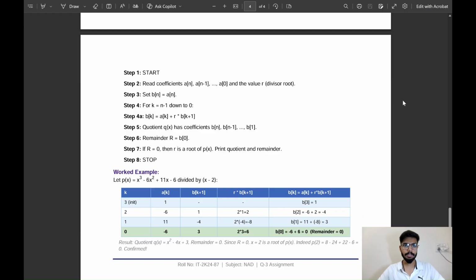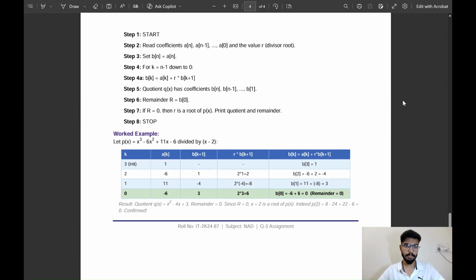In this, the first step is to start, and second we will read our coefficients an down to a0 and the value of r, which is our divisor root. Next step, we will set bn equal to an. Now in step 4 we do, for k is equal to n minus 1 down to 0, bk is equal to ak plus r into bk plus 1. In step 5, the quotient q of x has coefficients bn, bn minus 1 to b1. Next, we set our remainder r equal to b0, and in step 7, if r is equal to 0, then r is a root of our p of x. Print the quotient and remainder, and that's it, stop here.